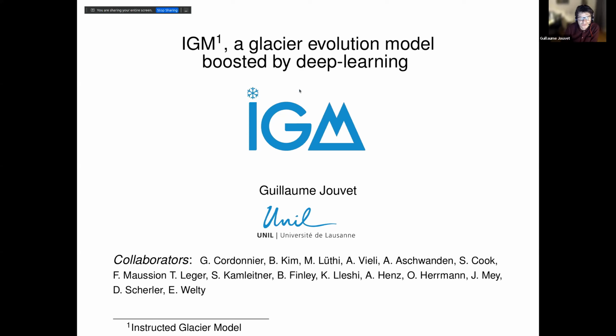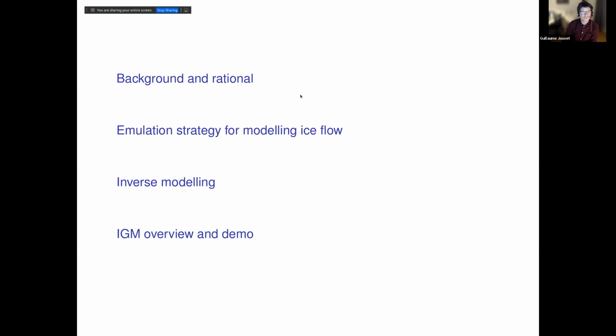First of all, I'm going to give some background and rationale: what are the limitations of traditional models, and where we could probably do something better for modeling glaciers. Then I'm going to present the core of IGM, which is especially the emulation strategy for modeling the ice flow. I will talk about inverse modeling, because it's hard not to talk about inverse modeling after forward modeling, since it's all to do with data assimilation. And then I hope at the end I can do a short demo of the code.